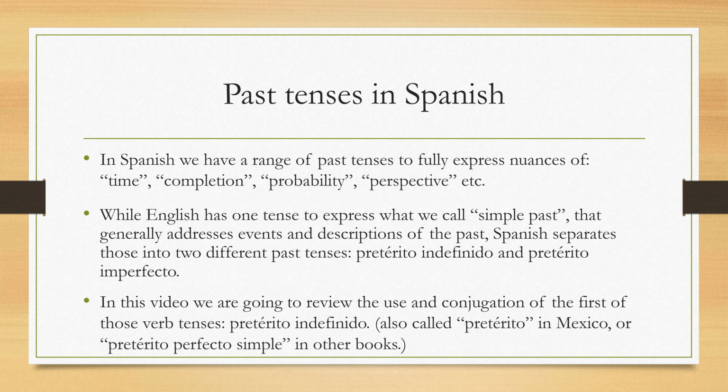In this video, we are going to review the use and conjugation of the first of those verb tenses, pretérito indefinido, that is also called pretérito in Mexico, and therefore what you probably heard if you studied with Maria Teresa Sensei or Luis Sensei. But you can also find it under the name pretérito perfecto simple in some other books or websites. It's the same tense, it simply has different names depending on the people that are talking about them.